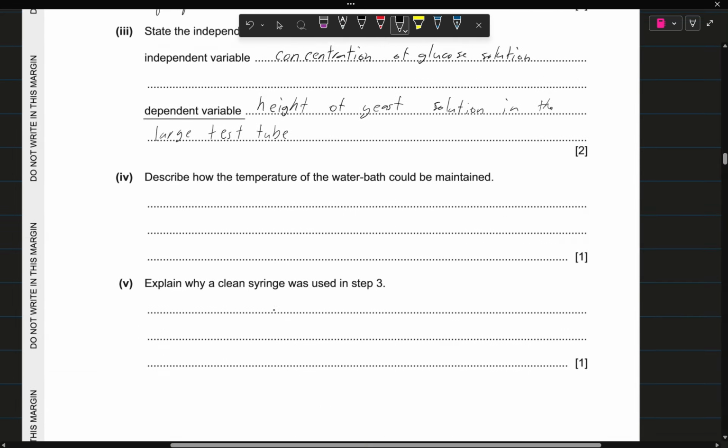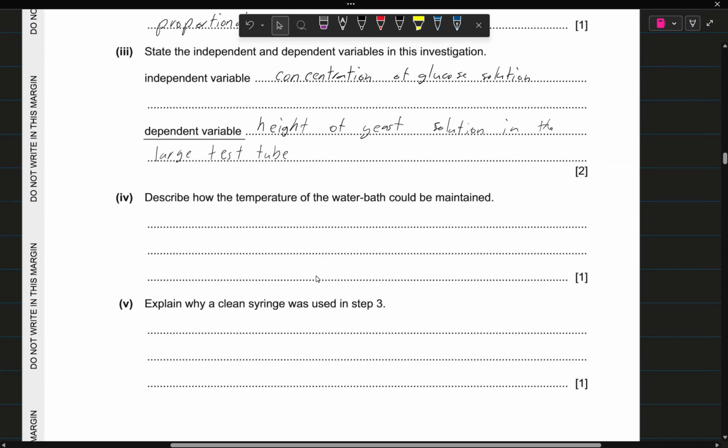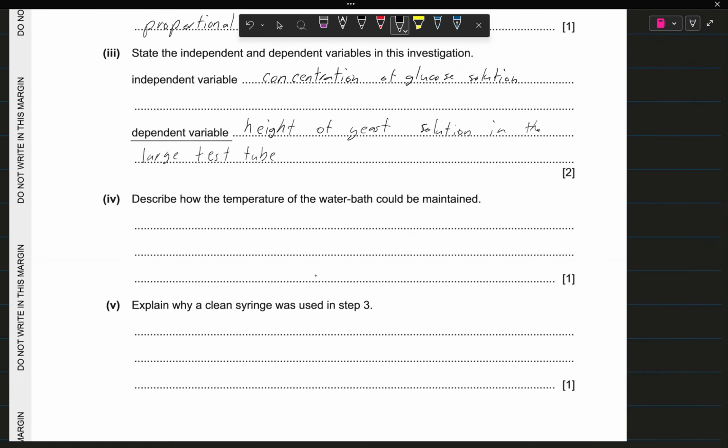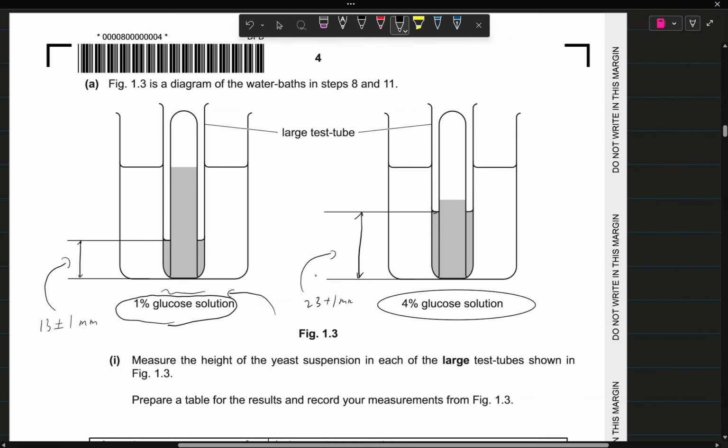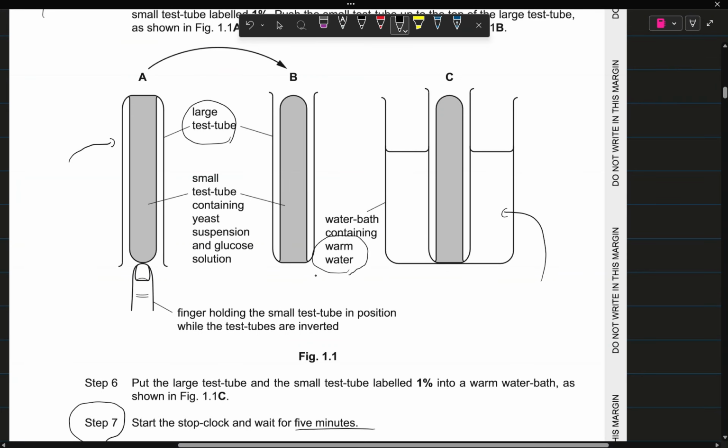Now describe how the temperature of the water bath could be determined, or could be maintained actually. To maintain the water bath, because after all this is a warm water bath, as we have seen here. If we just kept it as is, then after time it will gradually and exponentially become cooler. It will try to match the environmental temperature.